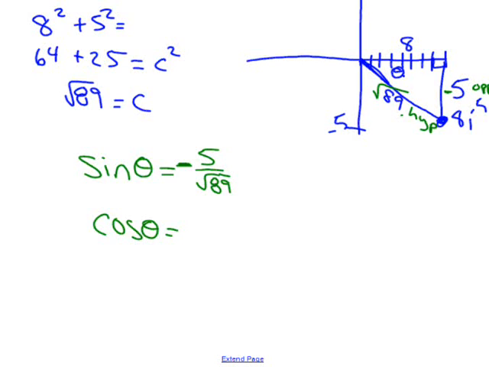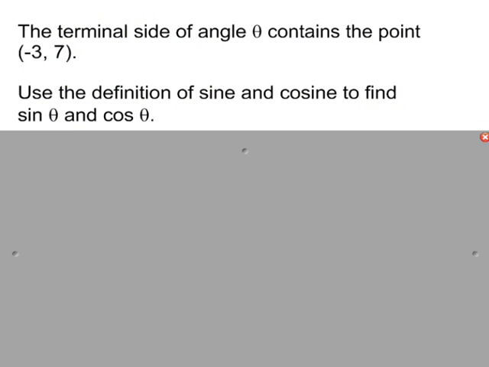All right, and cosine is going to be adjacent over hypotenuse, so I have 8 over the square root of 89. All right, I would like you to pause the video and try one on your own.